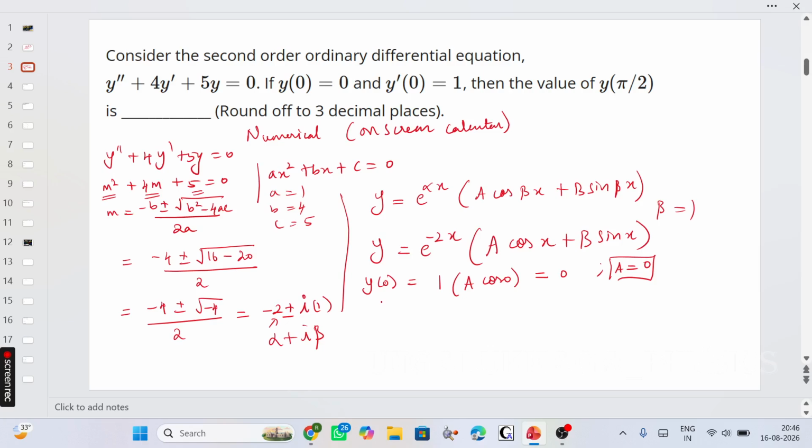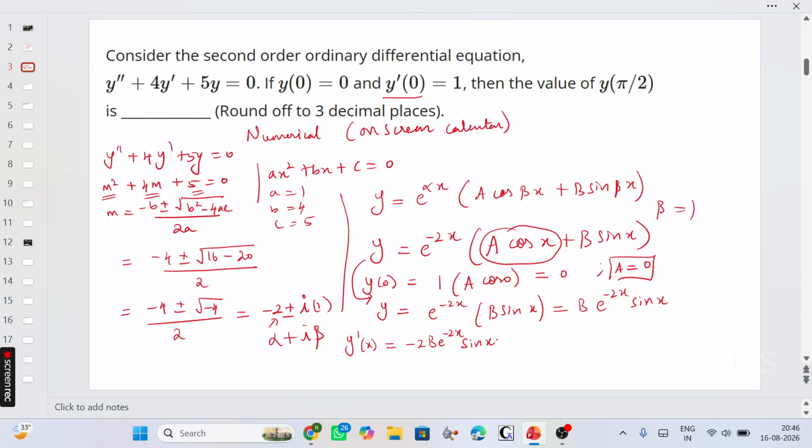So once I take a derivative, because we have to apply y prime of 0 here, so let me take the derivative here. So y prime of x is equal to minus 2b e power minus 2x sine x plus b e power minus 2x. Once I differentiate sine x, we will be getting cos x. Now let us apply this condition here.